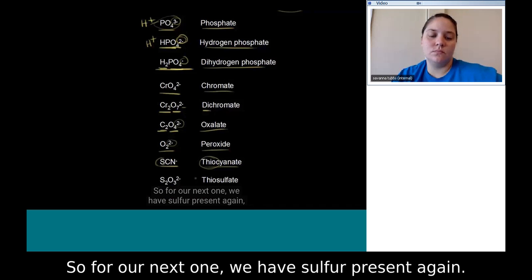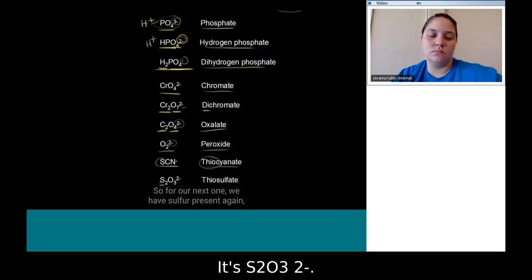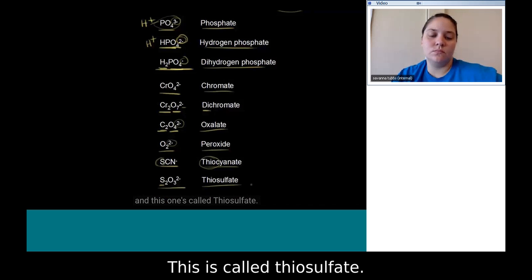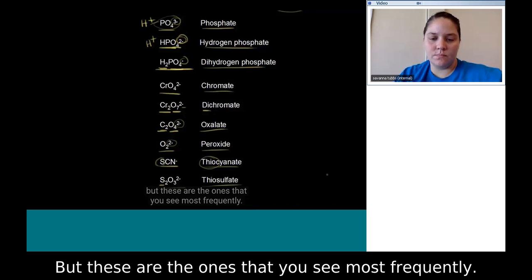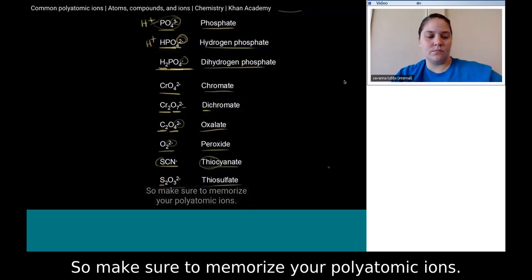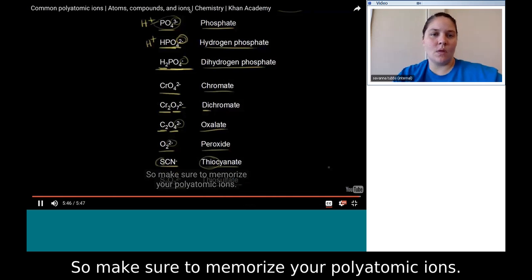So for our next one, we have sulfur present again. It's S2O3 2 minus, and this one's called thiosulfate. So you might see a few additional polyatomic ions in your class, but these are the ones that you see most frequently. So make sure to memorize your polyatomic ions.